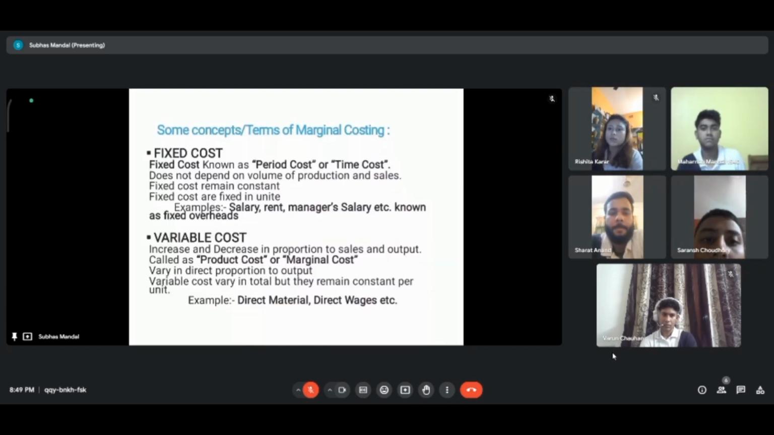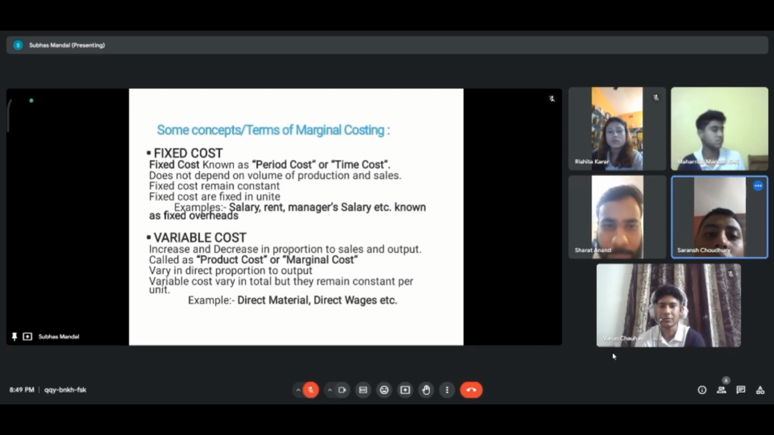Some concepts of marginal costing. Fixed cost, known as period cost or time cost, does not depend on volume of production and sales. Fixed cost remains constant. Fixed costs are fixed in total. Examples: salary, rent, manager salary, etc.